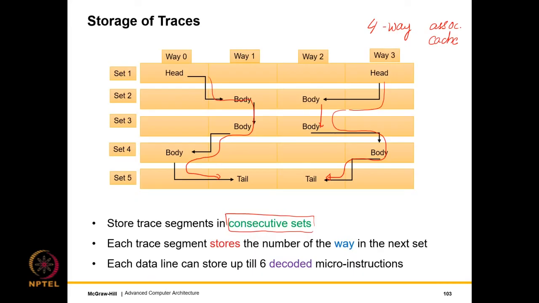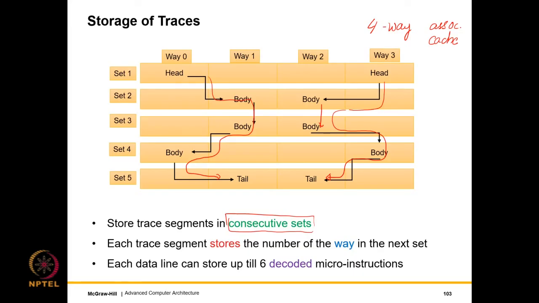Each trace segment stores the number of the way in the next set. Since they are stored in consecutive sets, it is not necessary to actually store the index of the next line or the next set. That is not required, because if we are in set I, we know that the next segment is in set I plus 1. So the only piece of information that we need to store over here is the number of the way in the next set.